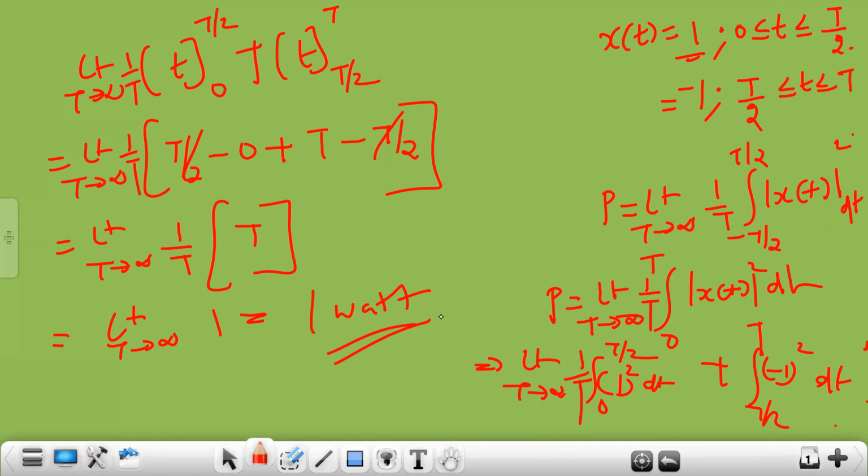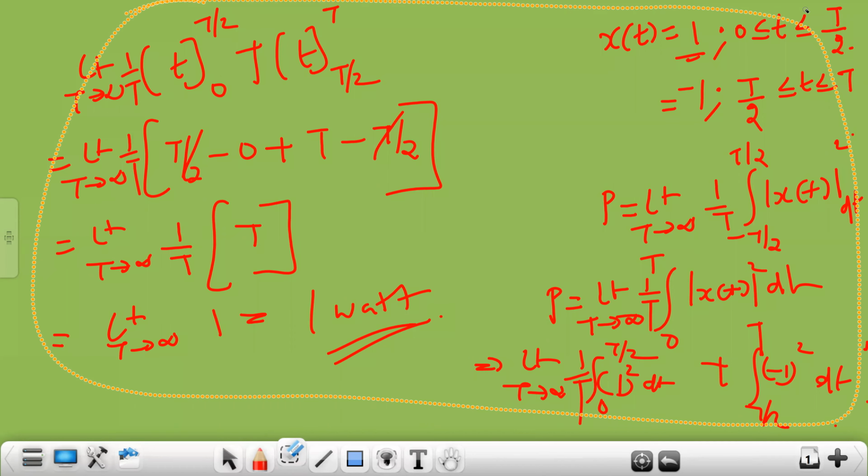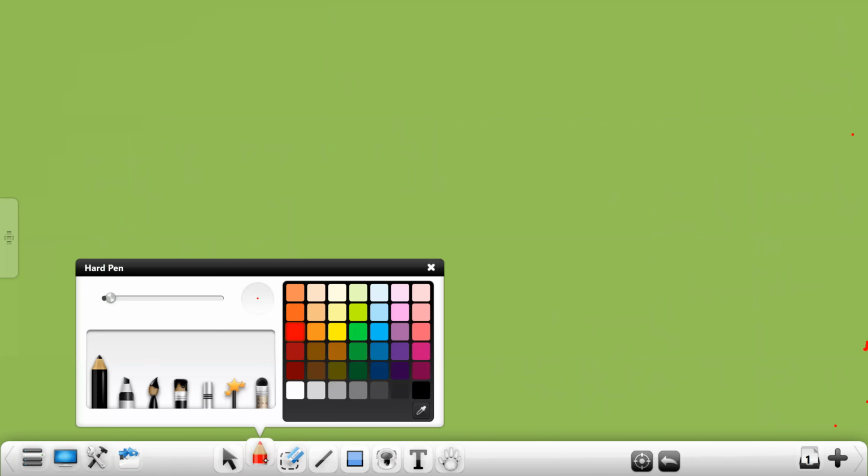Yes, sir. Okay, I'll do one more problem and then I'll leave you. Take down the question. Find the total energy for the trapezoidal pulse x of t shown in figure.